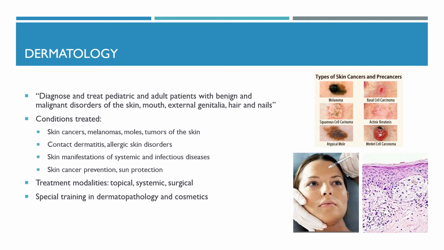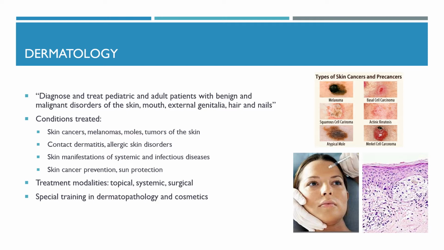So I wanted to start out with an overview about the field of dermatology, and I got this definition from the Careers in Medicine website, and it says, dermatologists diagnose and treat pediatric and adult patients with benign and malignant disorders of the skin, mouth, external genitalia, hair, and nails. So as you can see, even though dermatology is considered one of the more subspecialty fields within medicine, there's still quite a variety of different conditions that dermatologists can see and treat.